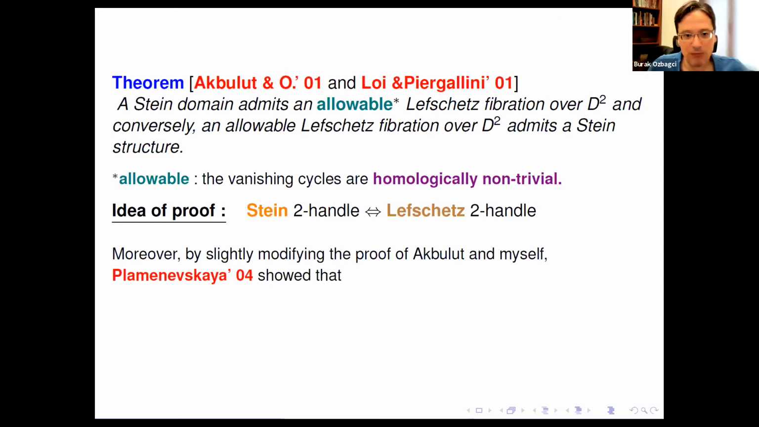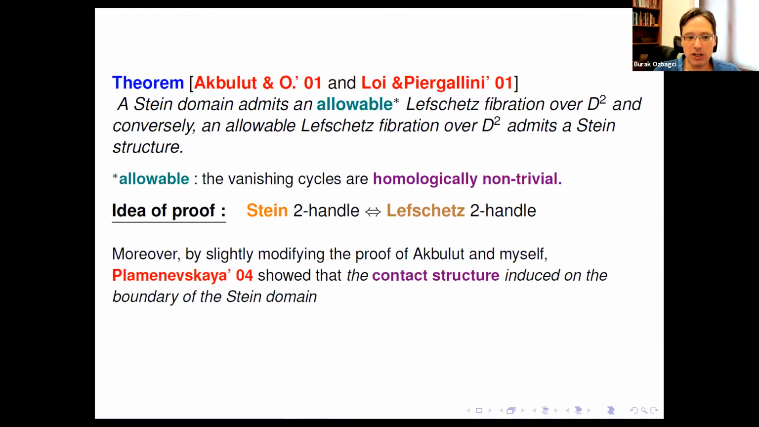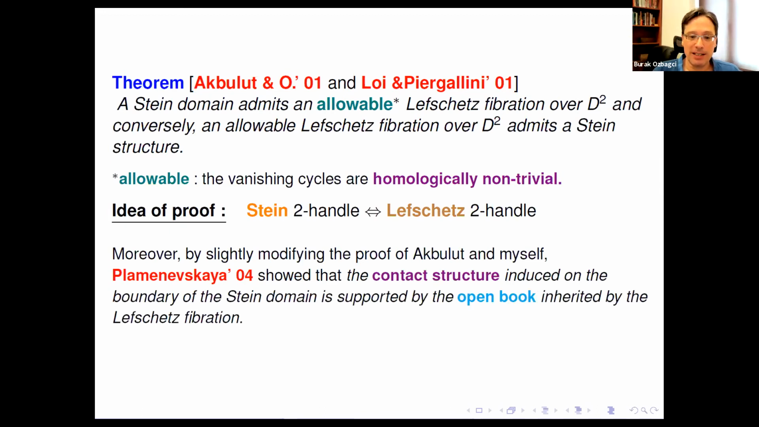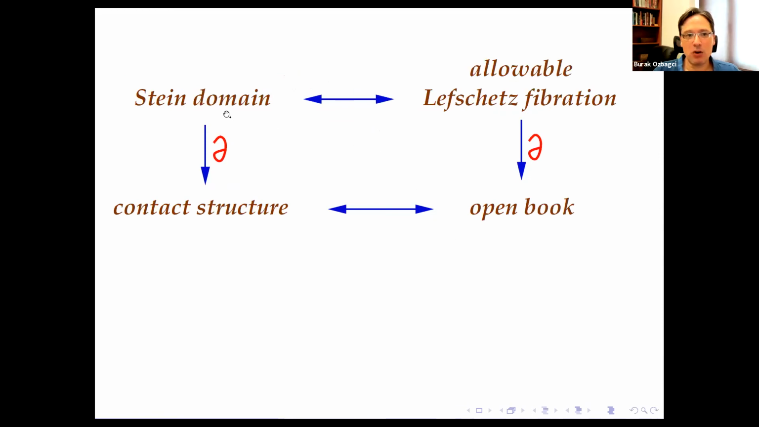Moreover, by slightly modifying the proof of Akbulut and myself, Plamenevskaya showed that the contact structure induced on the boundary of the Stein domain is supported by the open book inherited from the Lefschetz fibration. So altogether, we have this diagram. Stein domains are allowable Lefschetz fibrations and vice versa. If you take the boundary of the allowable Lefschetz fibration, you get an open book. If you take the boundary of the Stein domain, you get a contact structure. And these two, the contact structure and open book, are also compatible in the sense that the contact structure is supported by the open book.